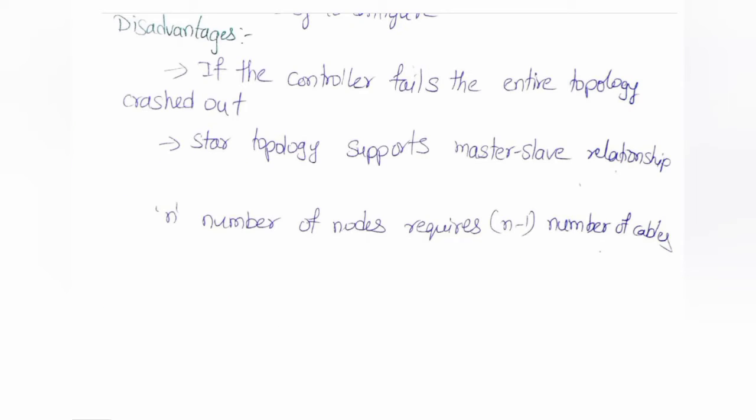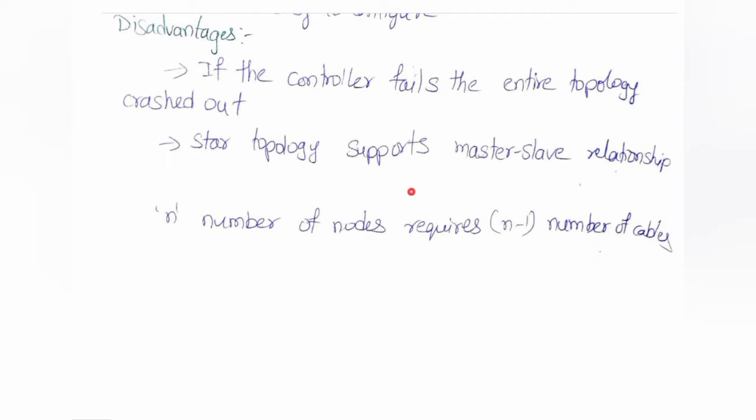Next, some of the drawbacks of the star topology. If the controller fails, then the entire topology will get crashed, because every device is communicating with another device via a controller. So if that controller fails, then there is no way of communicating with the remaining devices. That is the main drawback here.